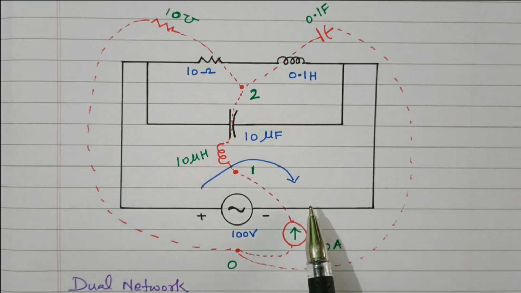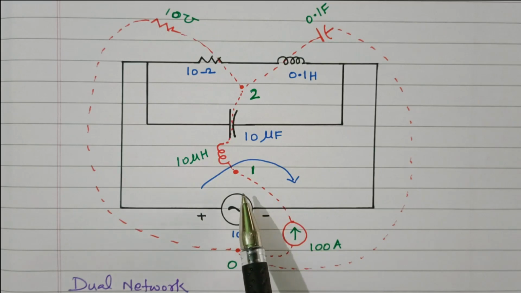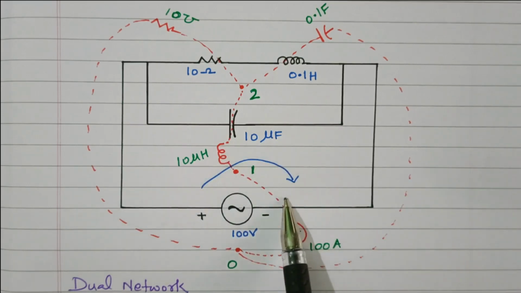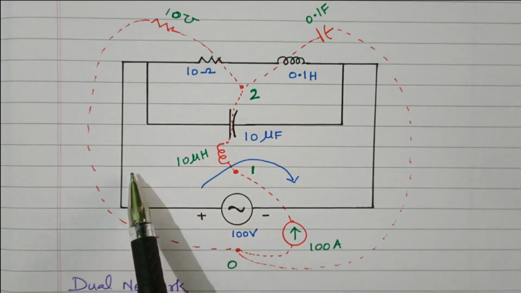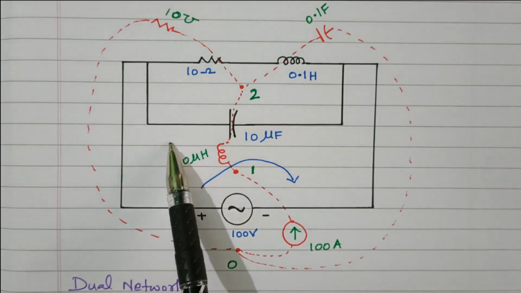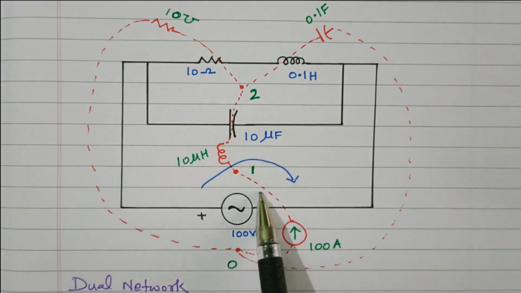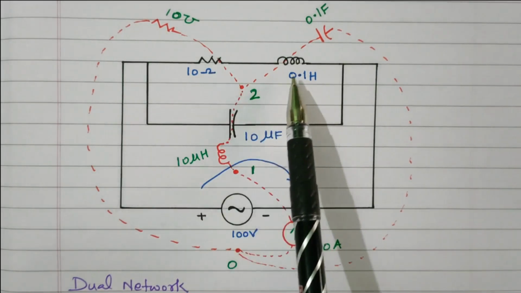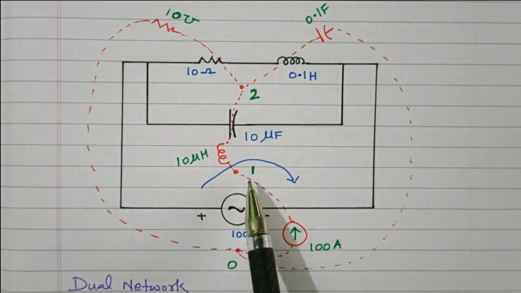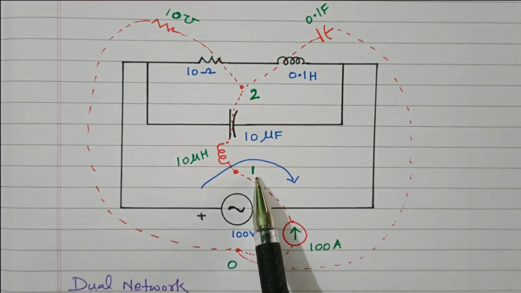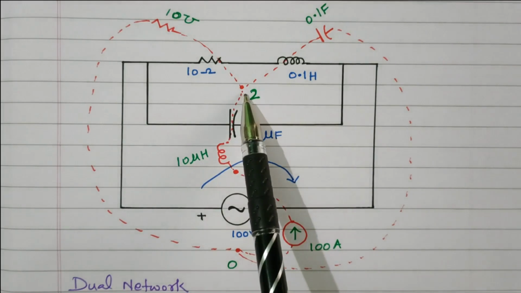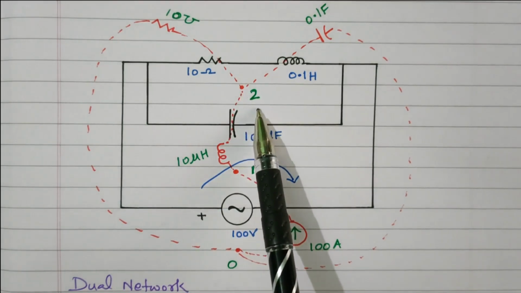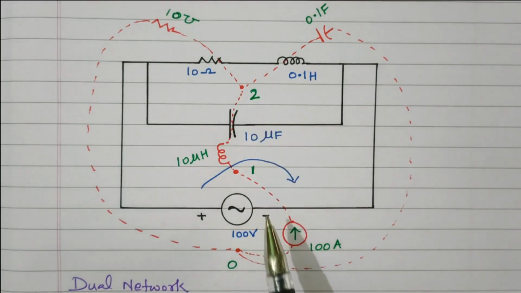First we need to identify the loops. We need to place the dot for every loop. So this is the first loop. Loop is nothing but a closed path. So the current is flowing through the voltage source and capacitor. This is one closed path. This is another closed path: resistor, inductor and capacitor. So here one dot is placed, numbered as 1. Here one more dot is placed, numbered as 2. The loop 1, loop 2.